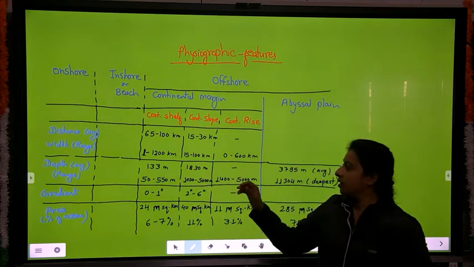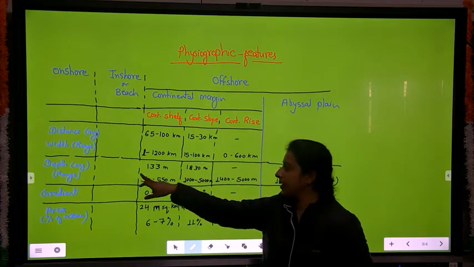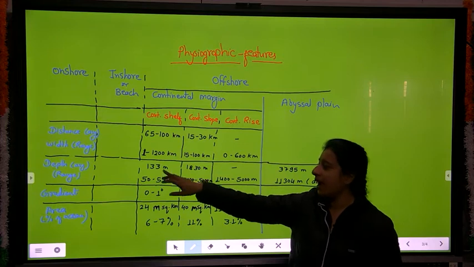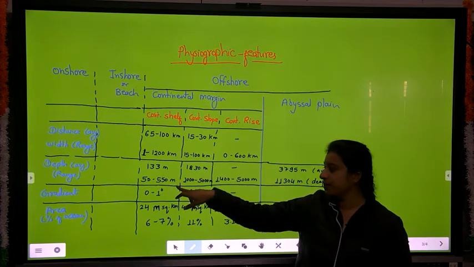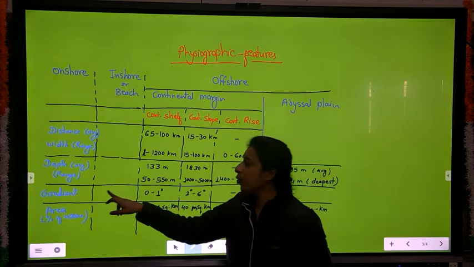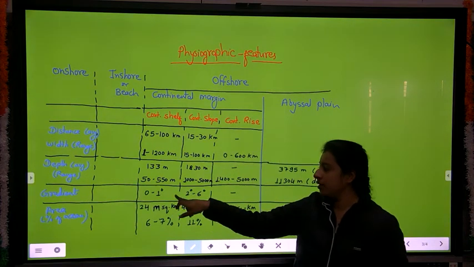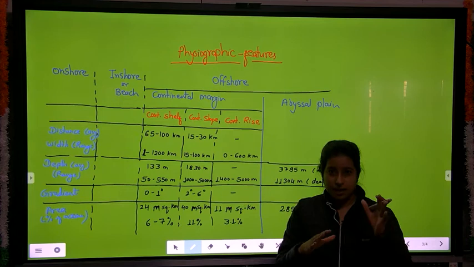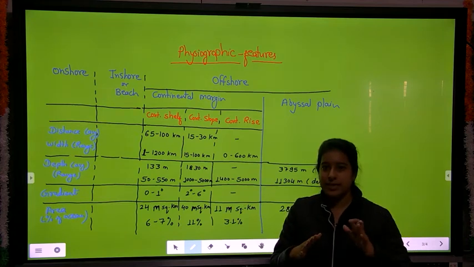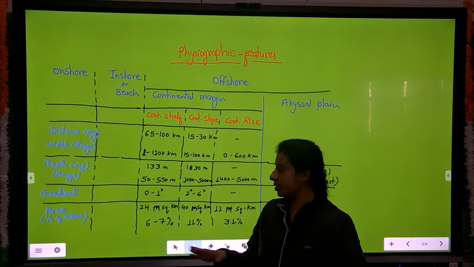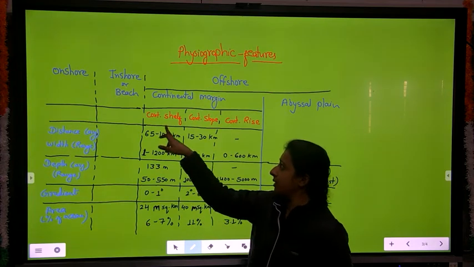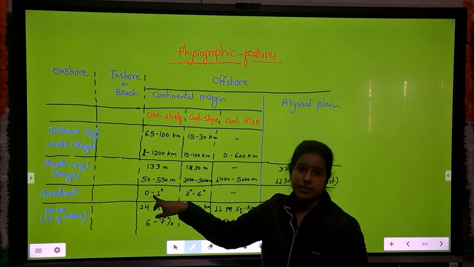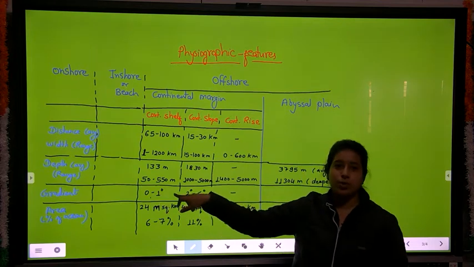Okay, and its depth is about 123 meters on average, and in range its depth is about 50 to 550 meters, and it has a sloping tendency towards the sea. How the land part is inclined toward the sea is about its continental slope. The continental shelf's sloping tendency towards the sea is 0 to 1 degree.